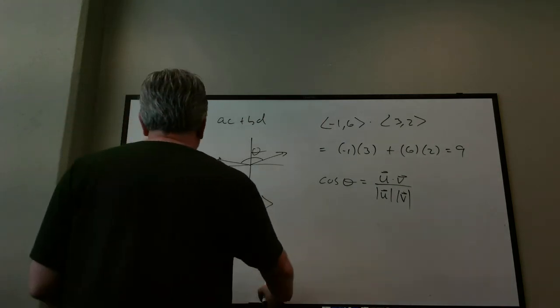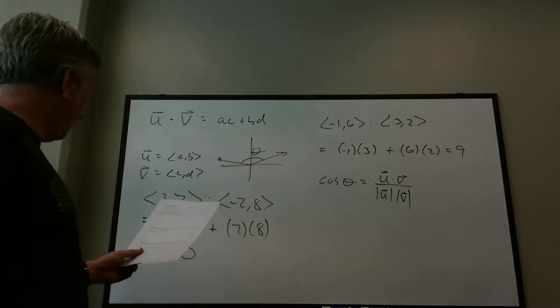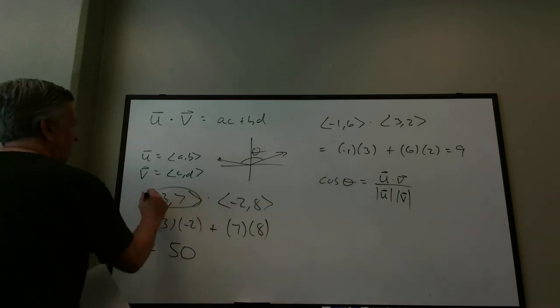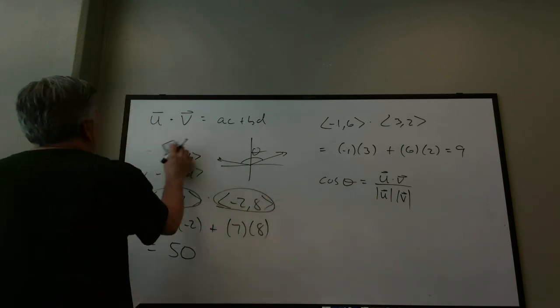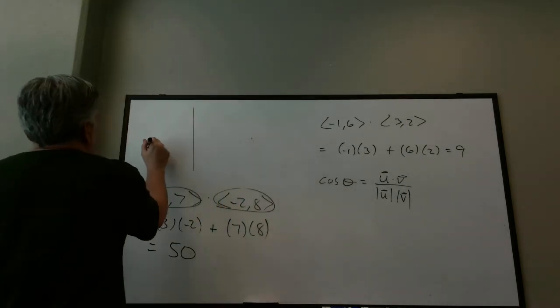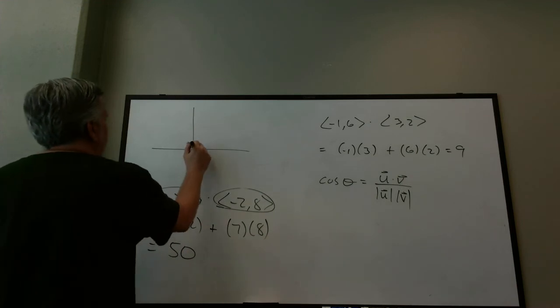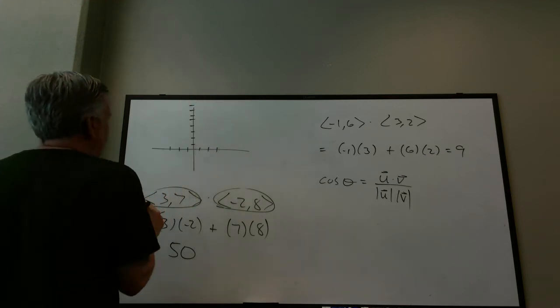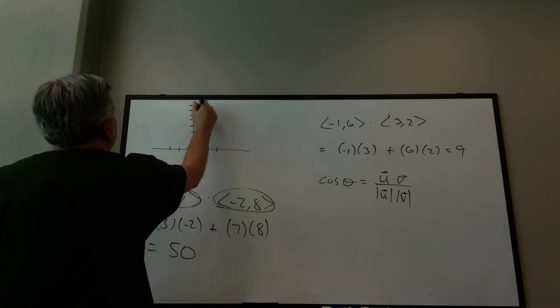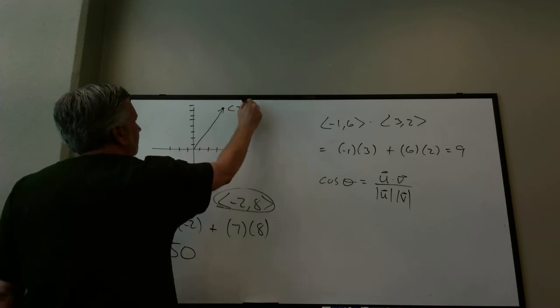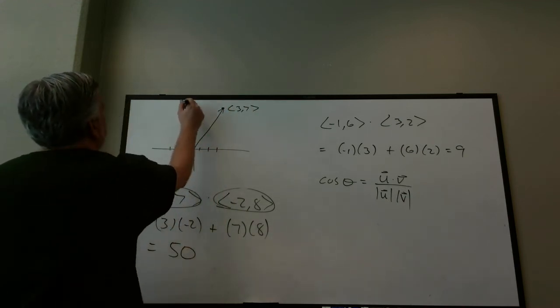Okay, so the example is, find the angle between the vectors in example A above. So that's these two vectors here, this one and this one. Now, you don't have to draw a picture here, but just for kicks, 3, 7, is here. That's this vector, that's 3, 7. And negative 2, 8 is here.